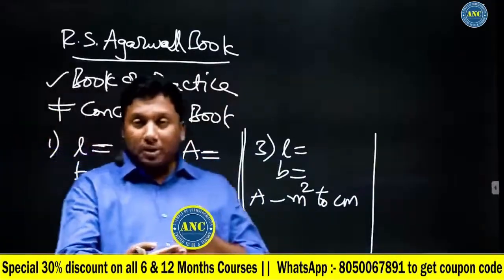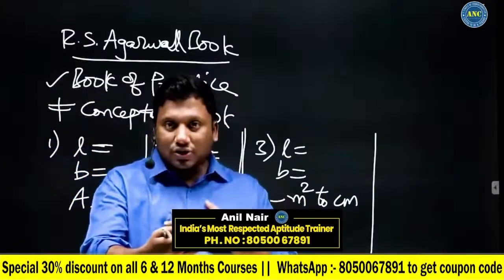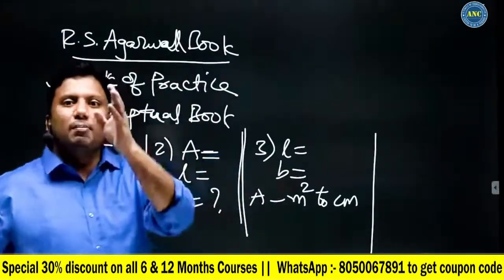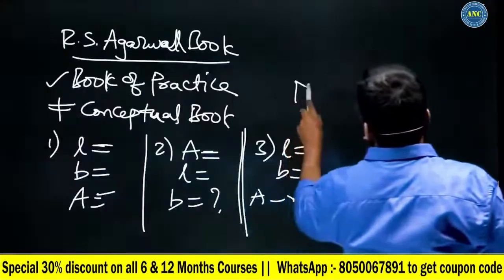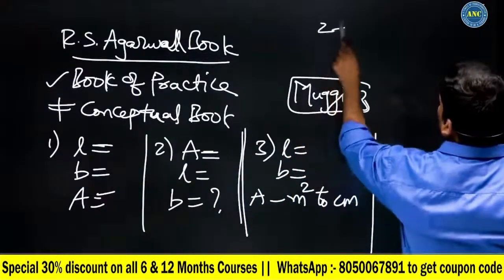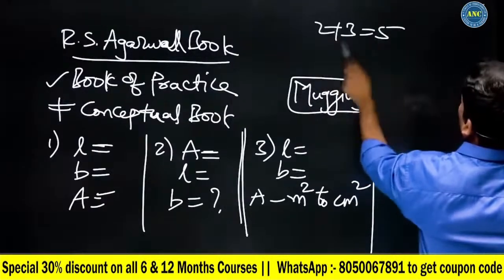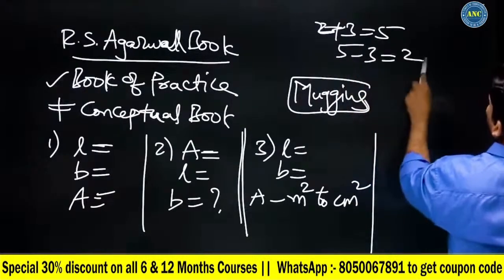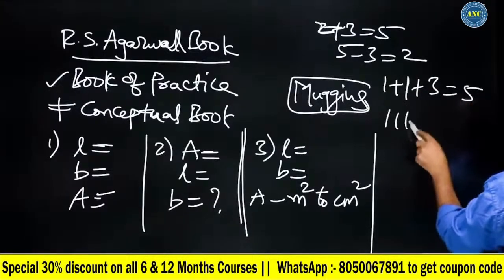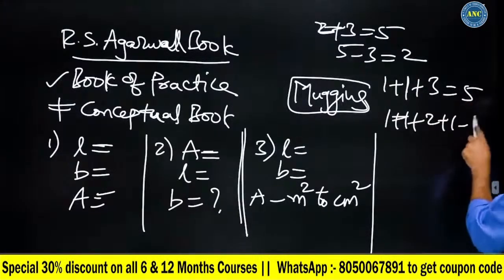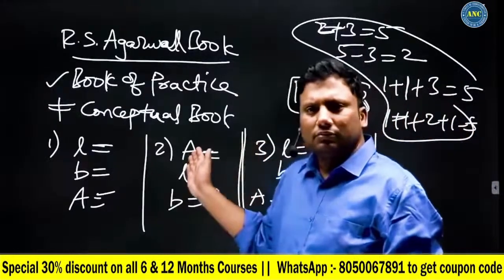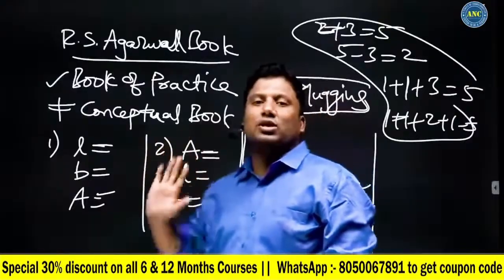And students will open the book and they will tell their parents and they will also think that I am studying aptitude. Is this studying aptitude? This is mugging aptitude. This is nothing but you are using the same formula. You are writing 2 plus 3 equivalent to 5, 5 minus 3 equivalent to 2, 1 plus 1 plus 3 as 5, 1 plus 1 plus 2 plus 1 equivalent to 5. Why are you wasting so much time in doing this? What are you learning in this, you tell me.